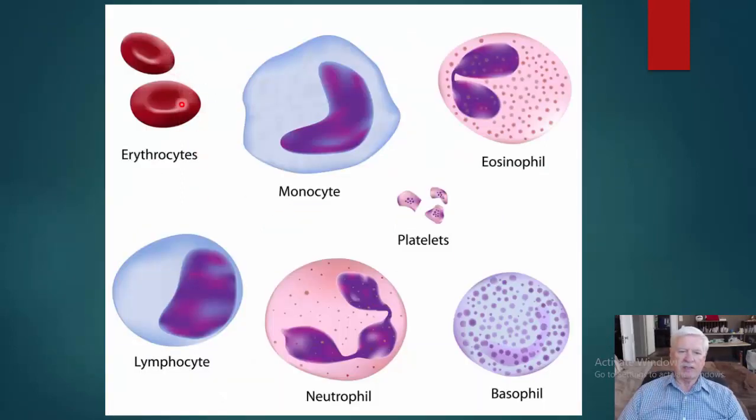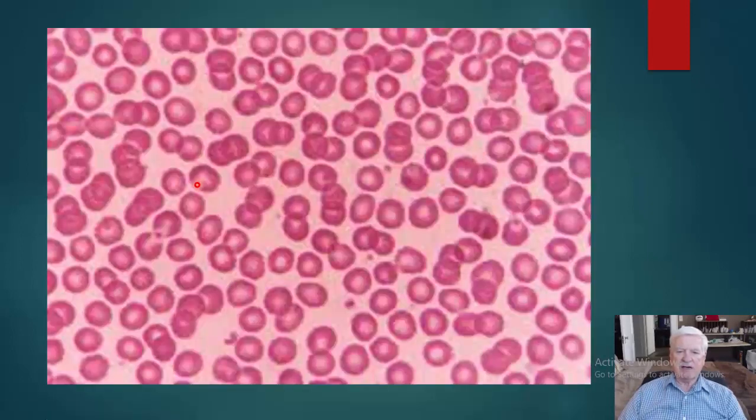Another one, erythrocytes. Agranular ones, lymphocytes and monocytes. Granular ones, neutrophils, eosinophils, and basophils. Now, here's a microscope slide. I'll bet you can guess what these are. There's millions of these per cubic millimeter. These are the red blood cells, or the erythrocytes. So you should be able to recognize these cells when you see them.